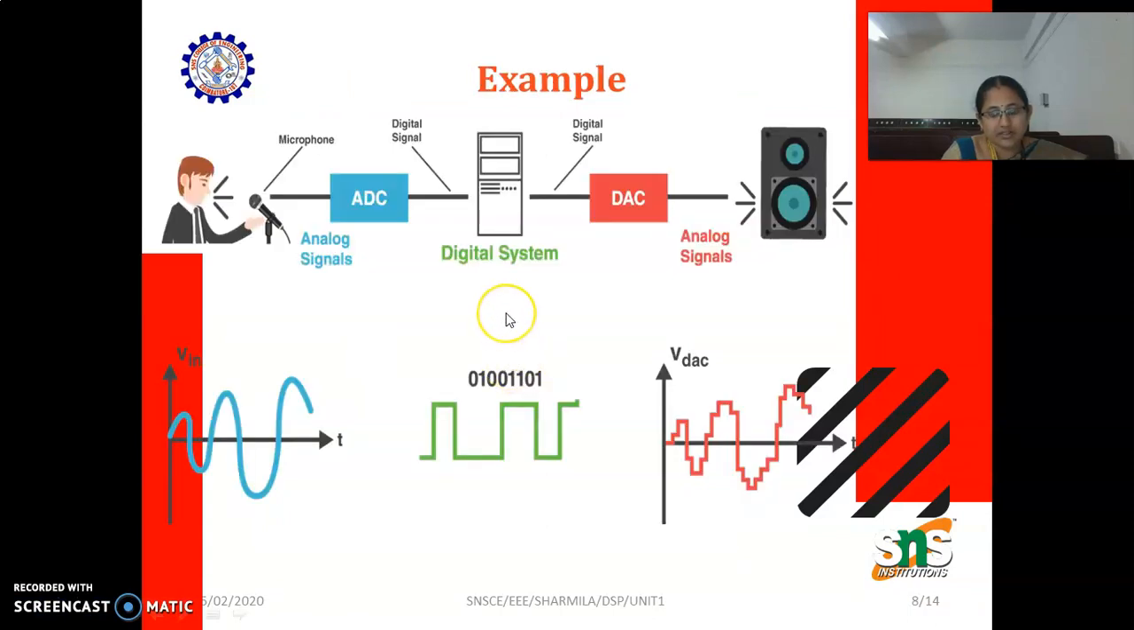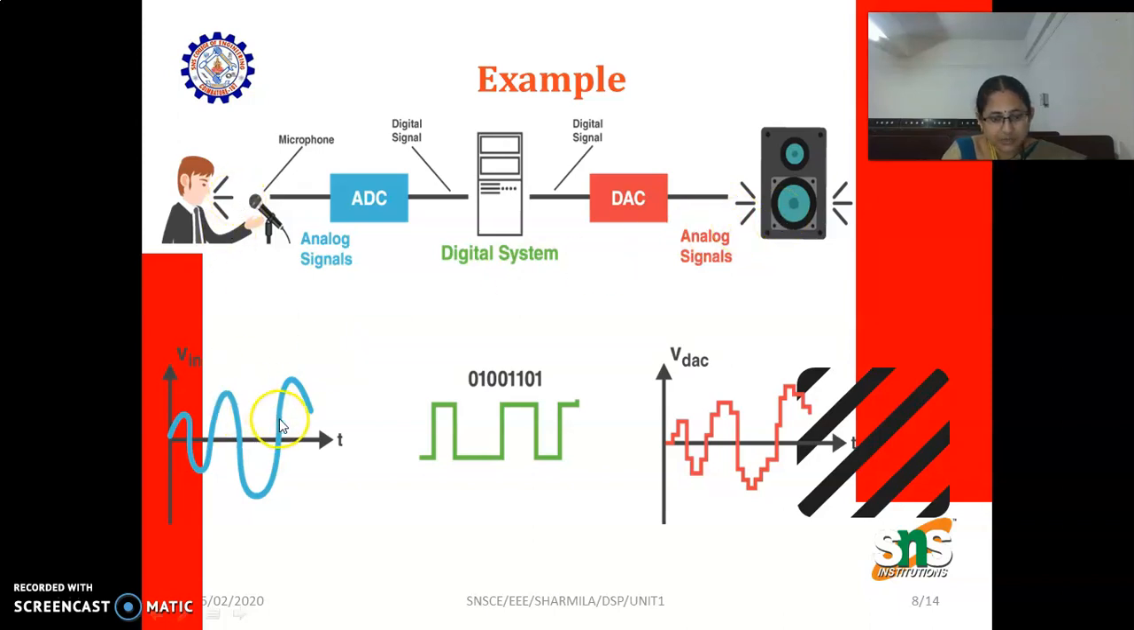There is also one example, the public addressing system, which is a digital system. The input is an analog signal. Through the microphone, we get the analog signal. This is converted by the ADC, and the output of the ADC is a digital signal. Then some digital signal processing occurs here. From this, we get the digital signal as output. The input of the DAC is digital, and then it is converted into an analog signal. Then finally, we get the normal analog signal.